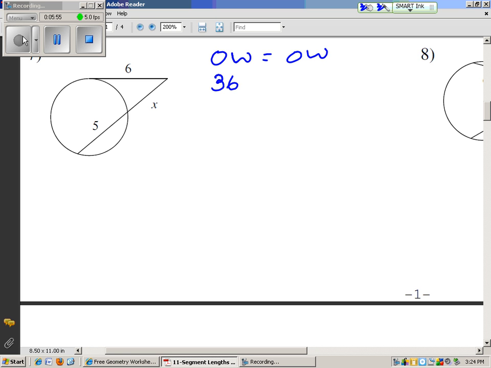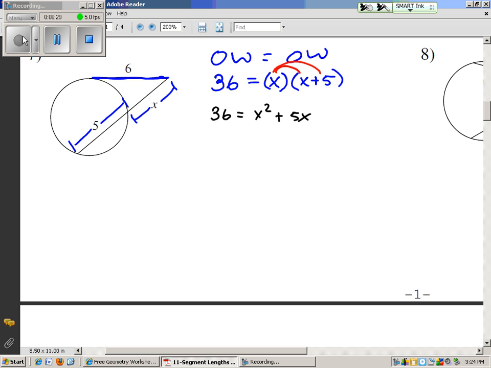I get 36, right? That's going to be outside is 6, the whole thing is 6, so multiply those together and I get 36. Why waste time, right? So the other one, though, outside is x, and the whole is x plus 5. So I got to multiply those together, x times x plus 5. Now we start to see where this is going to go wrong. When I distribute this, I'm going to get 36 equals x squared plus 5x.